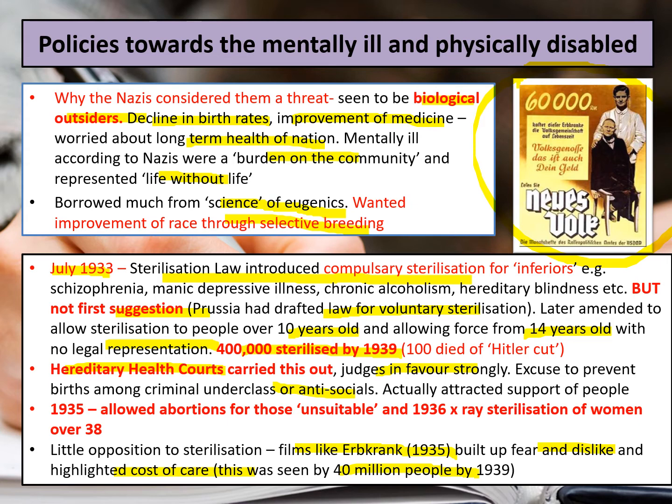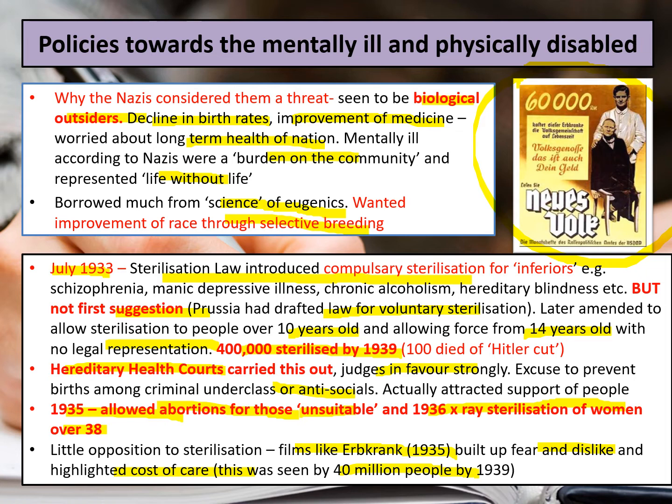So it wasn't just sterilisation from 1933. They also started allowing abortions from 1935 for those that they deemed unsuitable to have children. Obviously, they didn't accept healthy Aryans having abortions because they wanted to increase the birth rate, but people that had some kind of hereditary illness were allowed abortions. And from 1936, they also introduced X-ray sterilisation of women over 38 because you are more likely to have a child with some kind of disability or health problem the older you are.